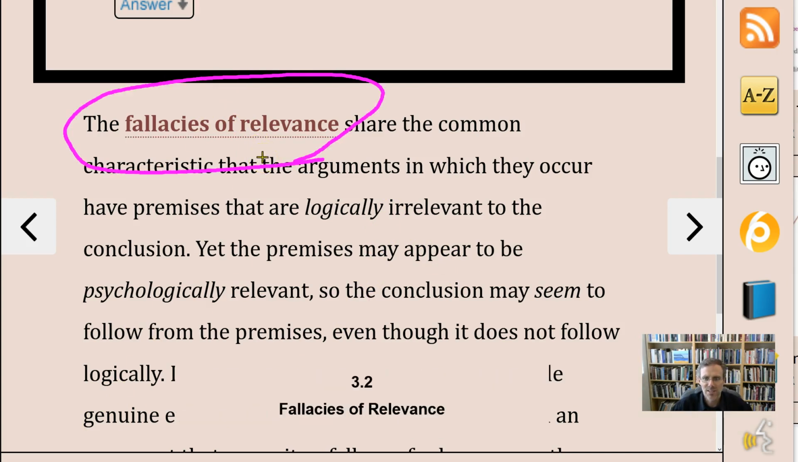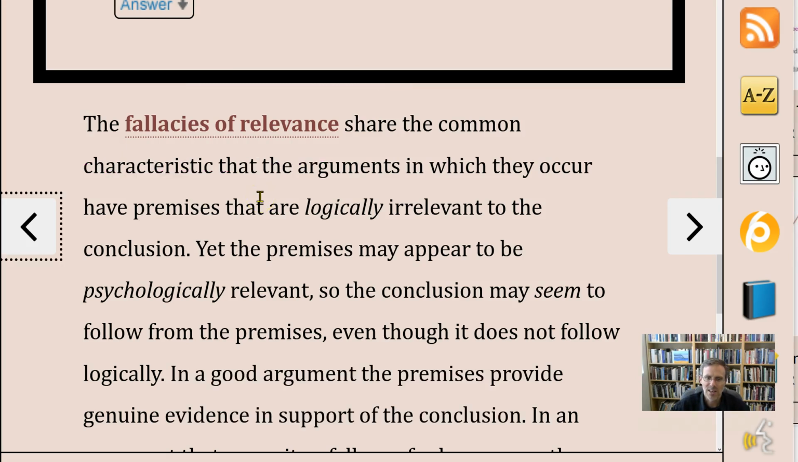Fallacies of relevance share the common characteristic that the arguments in which they occur have premises that are logically not relevant to the conclusion. They may appear to be, and they may be psychologically relevant, but they do not offer good evidence for the conclusion that follows.